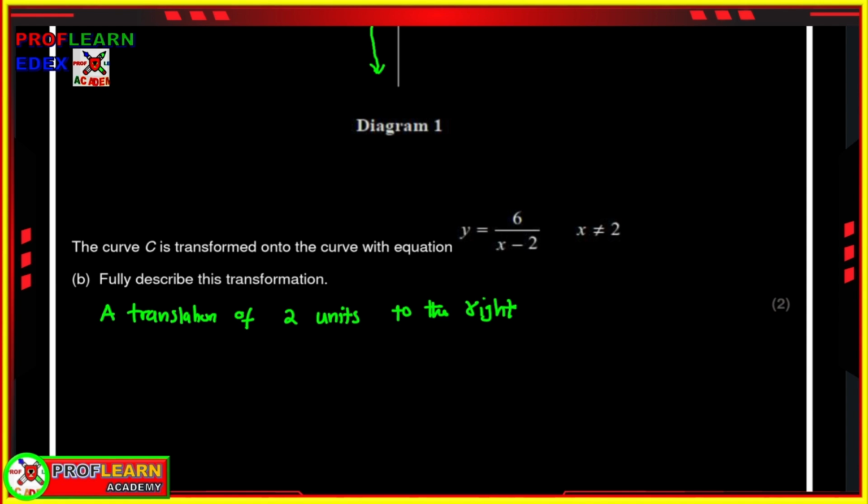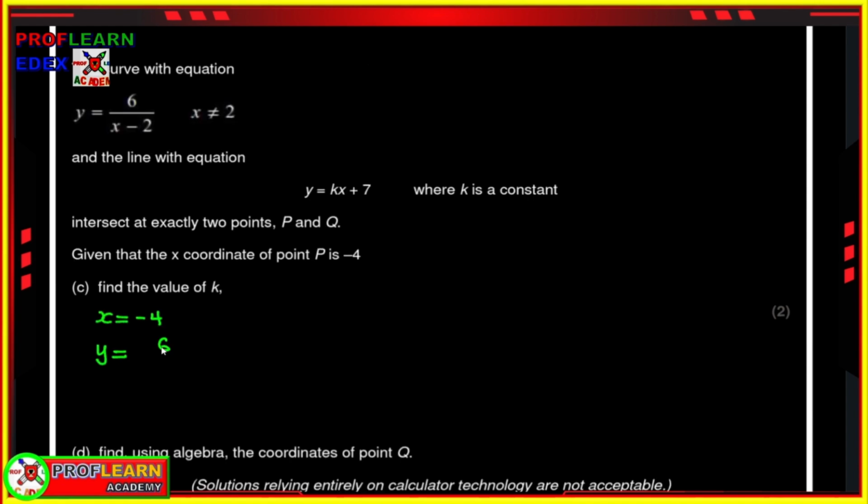Moving to the next part of the question, part C, let's see what it has for us. We are told that given that the curve with equation y equals 6 over x minus 2 and the line with the equation y equals kx plus 7 intersect at exactly 2 points, P and Q. So if they are intersecting at 2 points, we are going to start thinking about the discriminant. Given that the x coordinate of P is -4, find the value of k.